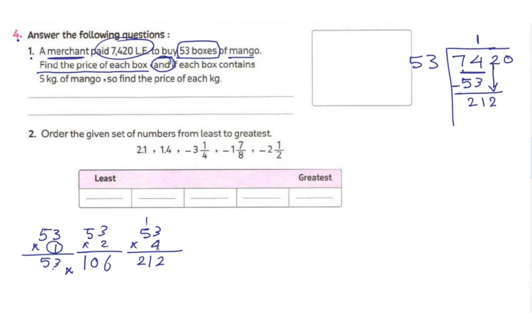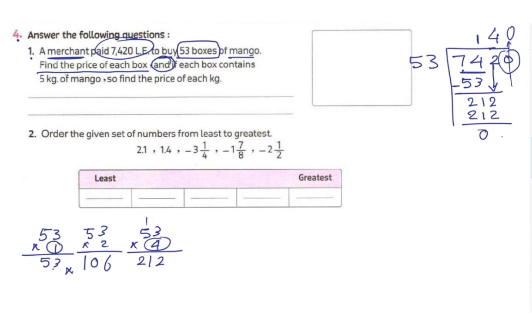When you use 4, you find it is the same. So, of course, 4 is the right digit. 4 times 53 is 212, so the remainder is 0. But note, we have this 0 here. When you drop it down, 0 and 0, no problem, but lift it up here. So the quotient is 140 LE.